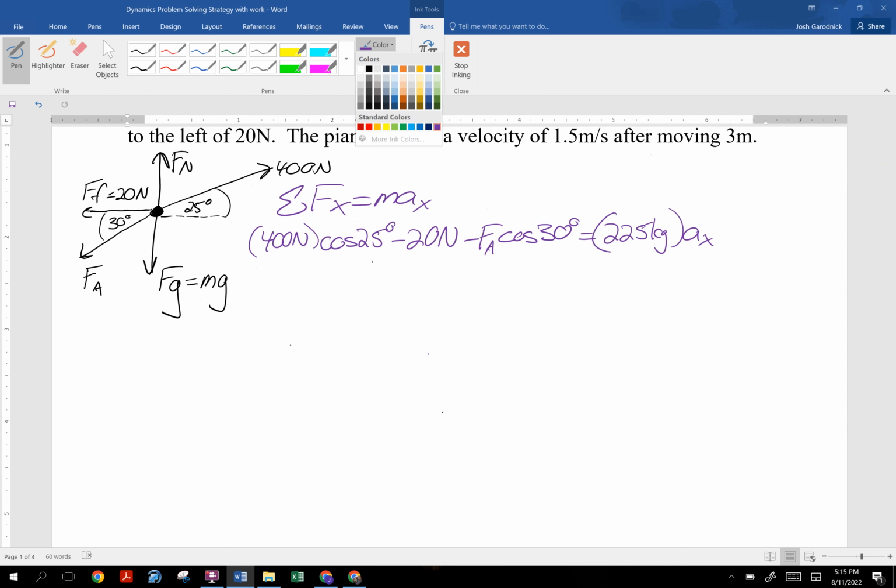I'm going to sum the forces in the y-axis. I'm going to leave a little space here because I'm going to come back to that. The question is, is this piano accelerating vertically? I hope not. It would mean it's going down through the floor.